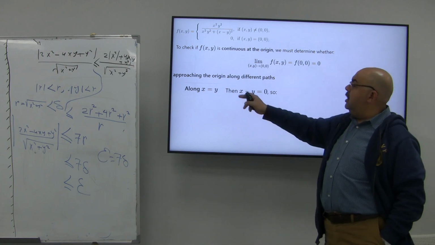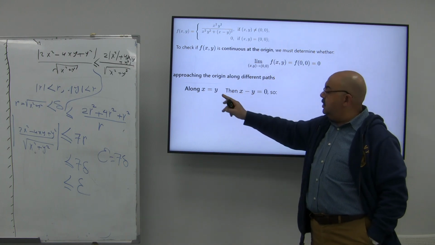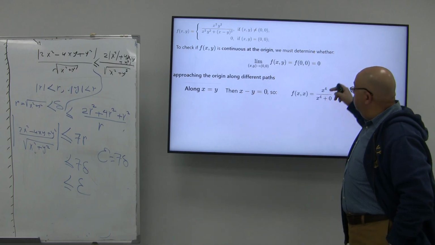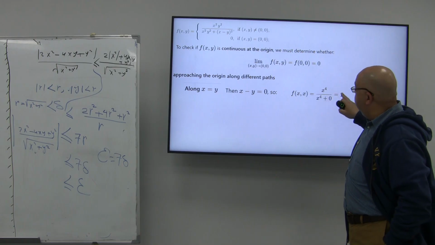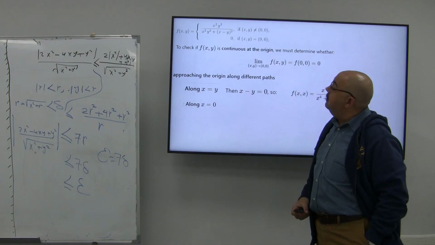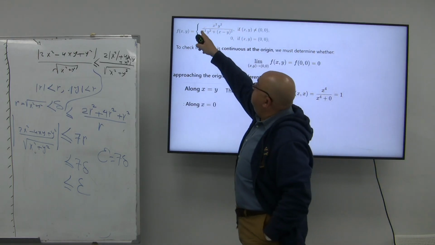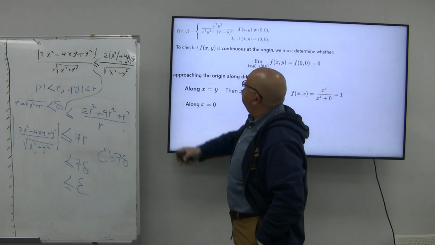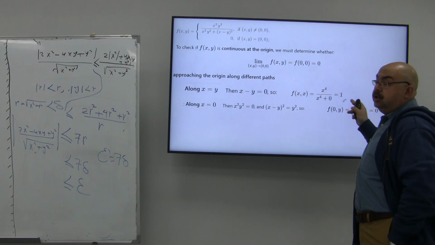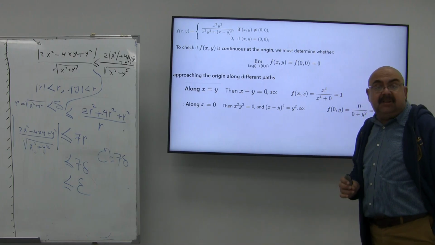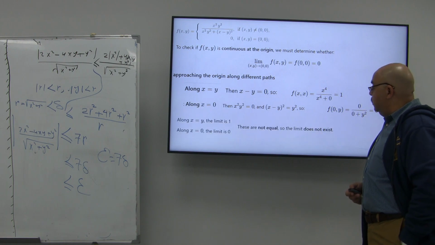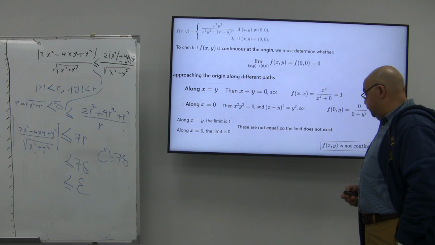Putting x equal to y will force x minus y to 0, so you will end up having x to the power 4 over x to the power 4, equal to 1. If we take x equal to 0, for example, you will have the value of this function without any effort equal to 0. Once more, the 2 limits are not equal to each other, which means the limit doesn't exist, although the function is defined. So bottom line, the function is not continuous at this point.